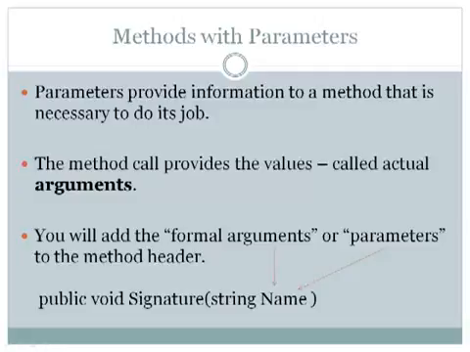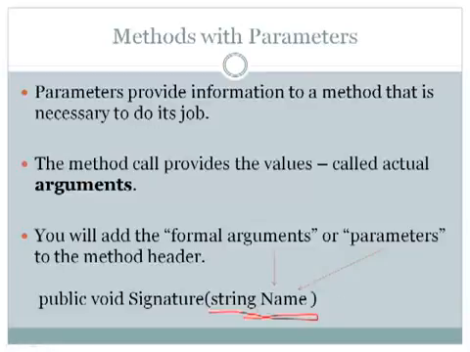Now, parameters provide that information to the method to do whatever its job is. Sometimes the method call that actually provides those values, they can be called arguments or actual parameters. So in this case, we call them just an actual argument. You can add formal arguments or formal parameters to the actual method header. So in this case, I have string name. String name is going to be my parameter.